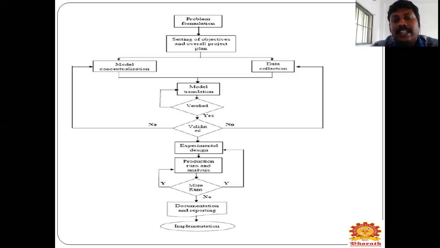After validating everything, you will construct your experimental design, and if the experimental design is okay, the production run and the analysis will be done. If the analysis is okay, you will go for more runs. If the analysis is not okay, you will go for a production run and analysis with the given data. If you want to go for another experimental design, you will change all the things, come back to the production run and analysis, and after that go for more runs.